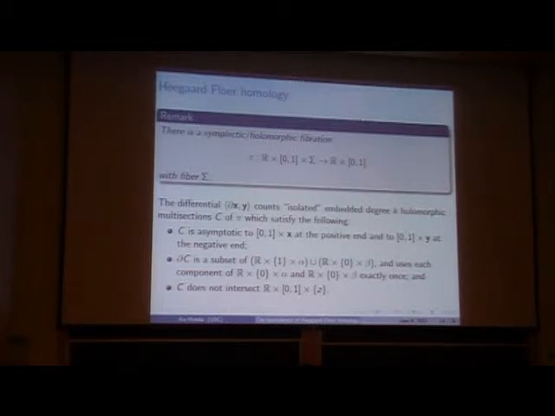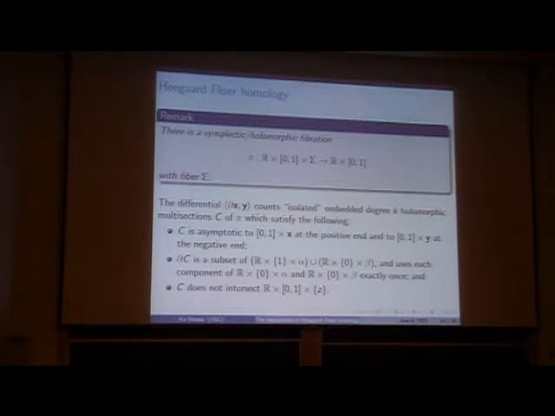If you project down to the base, you're going to get some sort of branched cover of the base. But upstairs, you have a multi-section, which intersects each fiber exactly k times. At positive infinity, you're approaching Reeb chords that look like [0,1] cross x, and at negative infinity, you're approaching Reeb chords which look like [0,1] cross y.